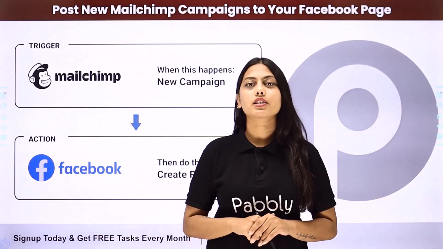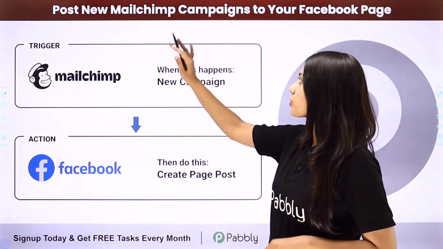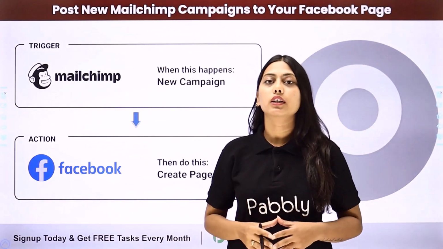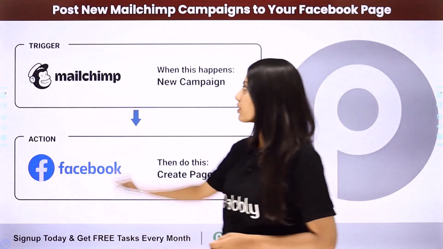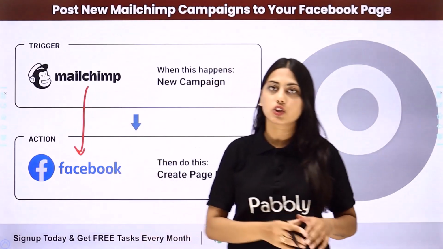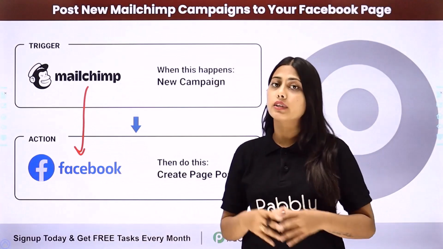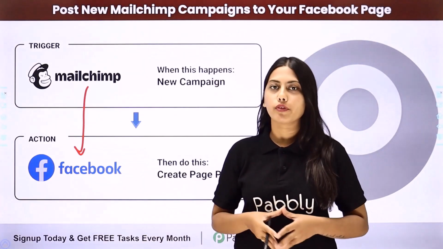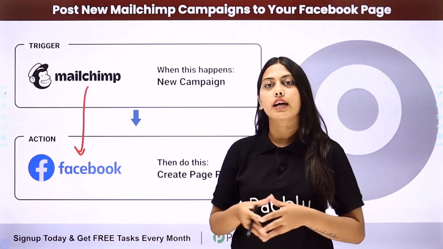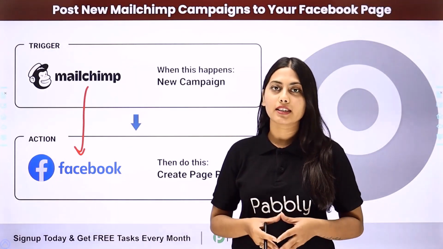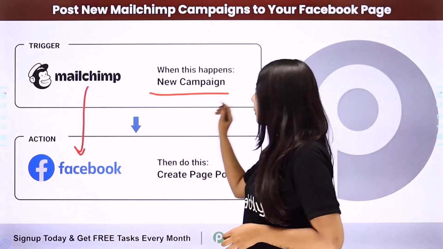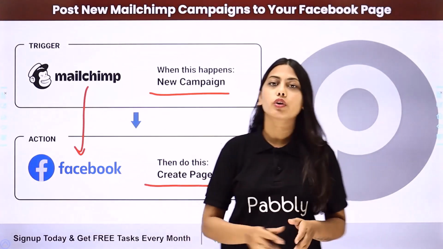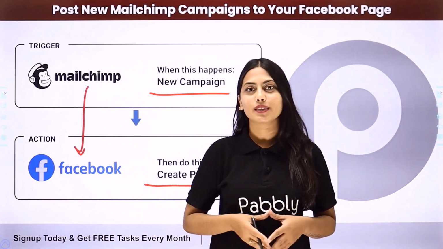Hello everyone, in this video we will learn how to post new Mailchimp campaigns to your Facebook page. So in this video we will learn the integration between the two applications, that is Mailchimp and Facebook, in such a way that whenever you create a new campaign in your Mailchimp account, it will be used to create a post on your Facebook page. So in this automation that we are going to create using Pabbly Connect, our trigger will be the new campaign in Mailchimp and our action will be to create a page post on your Facebook. Let us learn how to do that.